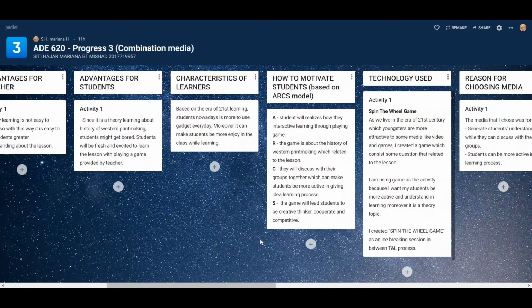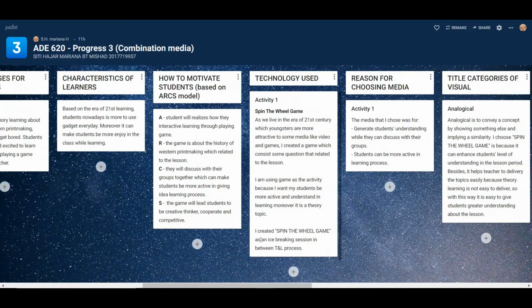So next is the characteristics of learners. Based on the era of 21st century learning, students nowadays use gadgets every day. Moreover, it can make students enjoy the class more while learning. So I realized that nowadays teenagers really love gadgets and games. So I took that opportunity to create a not so advanced game but still one they can enjoy.